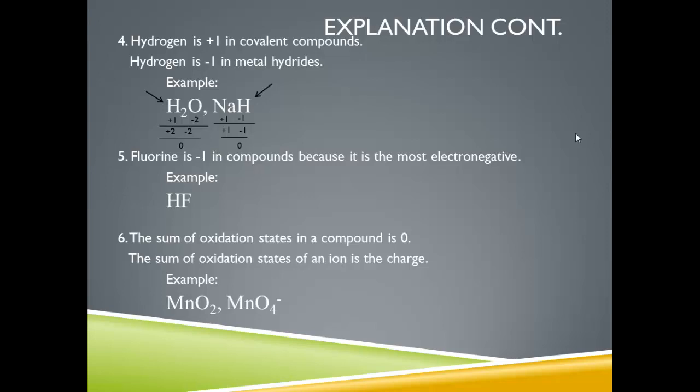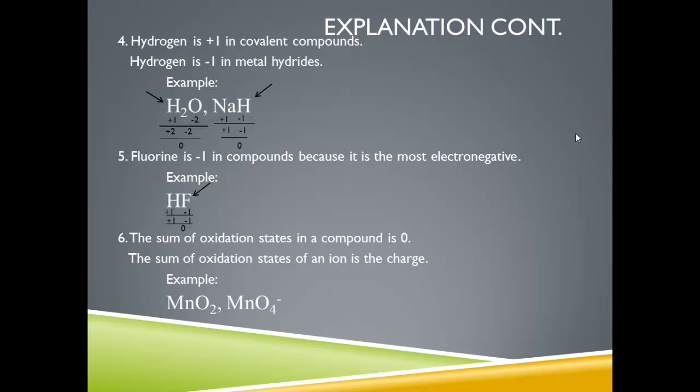Rule number 5. Fluorine is -1 because it's the most electronegative. The example for that is hydrofluoric acid, or HF. Fluorine's -1, so hydrogen's a +1. And that works because this is a covalent compound, so hydrogen is a +1.